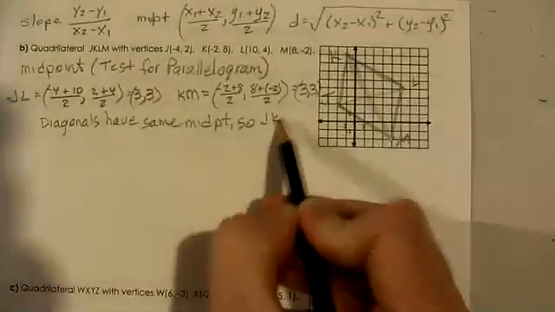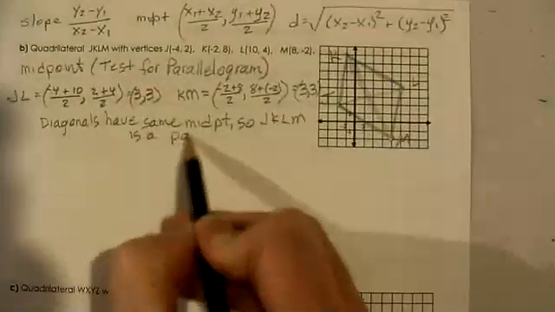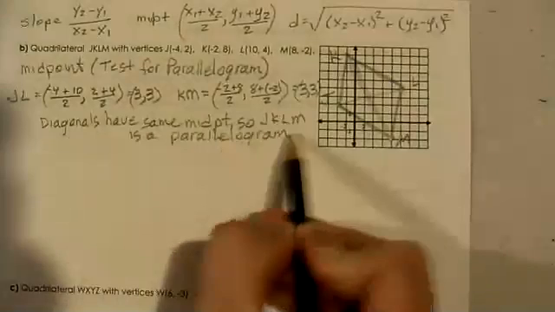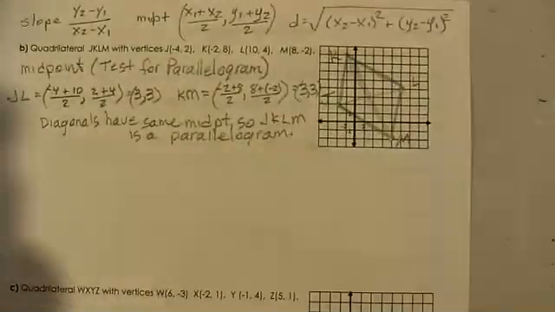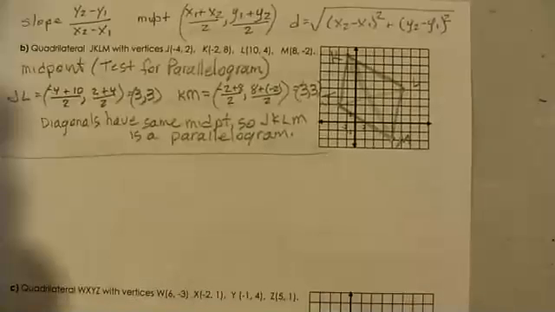So JKLM is a parallelogram. Okay. That's one thing we know for sure.